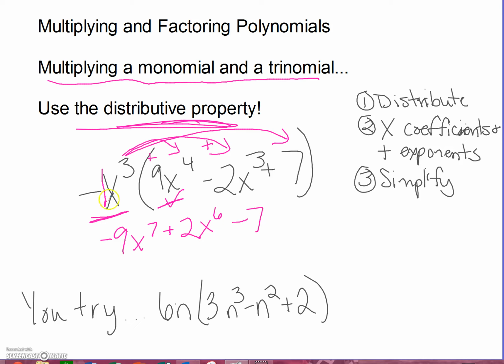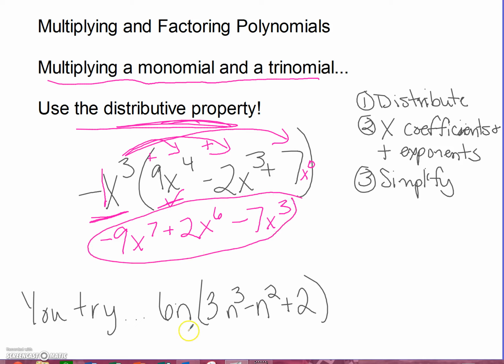Now what do I do with this? Well, you have no x here. Think about it as being like x to the 0. So x to the 0 plus 3 is x cubed. Now you have multiplied a monomial times a trinomial. All you have to do is distribute it to each term. Remember, you multiply coefficients and then you add exponents for each term. So this would be my answer.